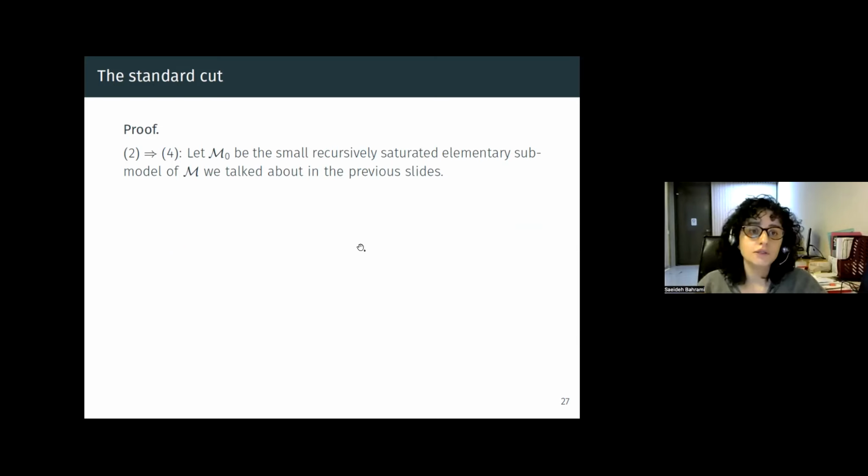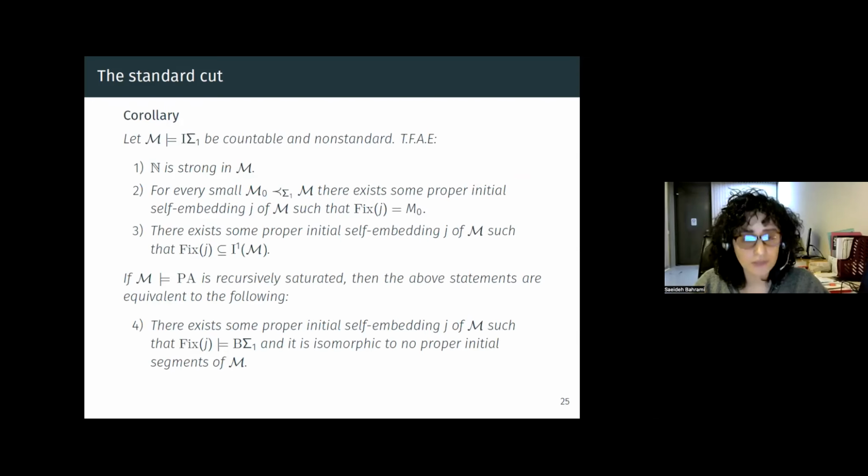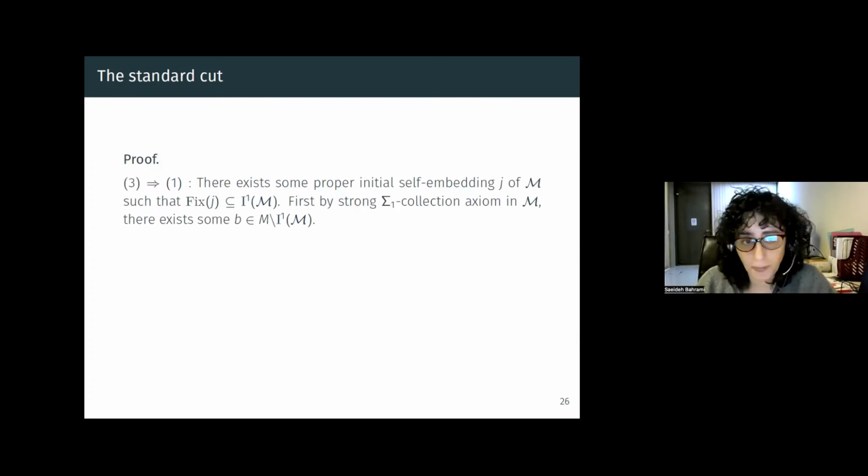Now for the direction 2 to 4. Statement 2 says that for every small Sigma 1 elementary submodel, there exists some proper initial self-embedding J of M such that Fix of J is equal to it. And we want to find some J of M such that Fix of J is a model of BΣ1, and it is not isomorphic to any proper initial segment of M.